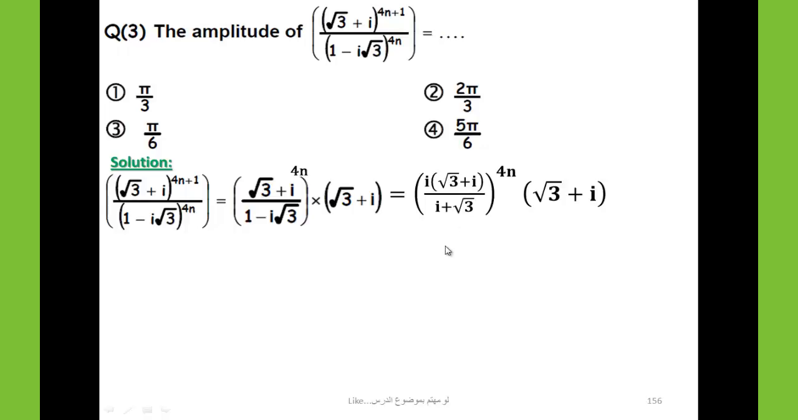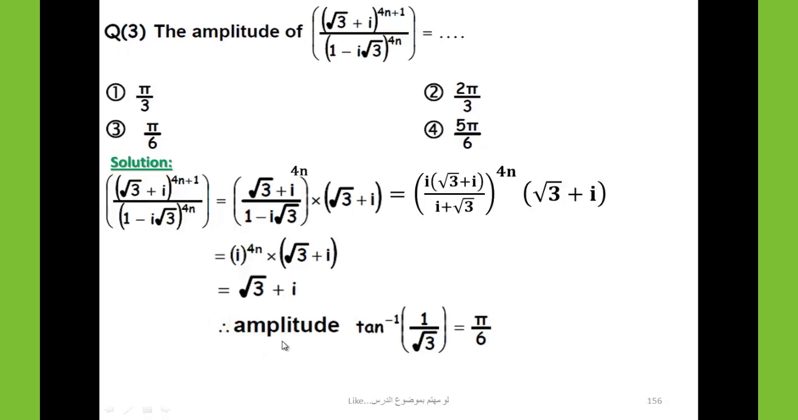And by simplifying, we have here i power 4n. And don't forget to write root 3 plus i. So the result equals i power 4n multiply root 3 plus i. i power 4 equals 1. Also i power 4n equals 1. So the result equals root 3 plus i. This is the simplest form of the given fraction.